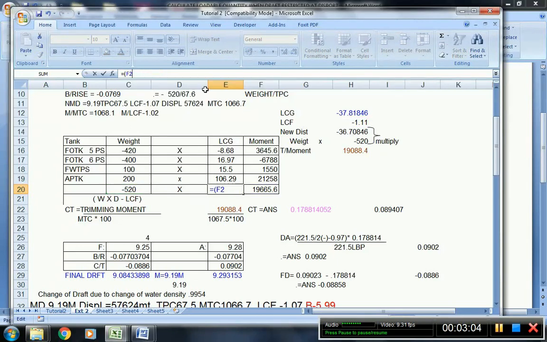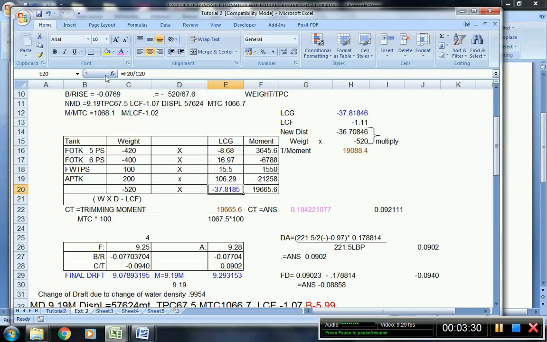And the total distance, the new distance now, is to be like this: equals total trimming moment divided by total weight. Therefore, this is your new distance. So your new distance should be corrected because of the LCF, forward of midship, which is negative 1.11.